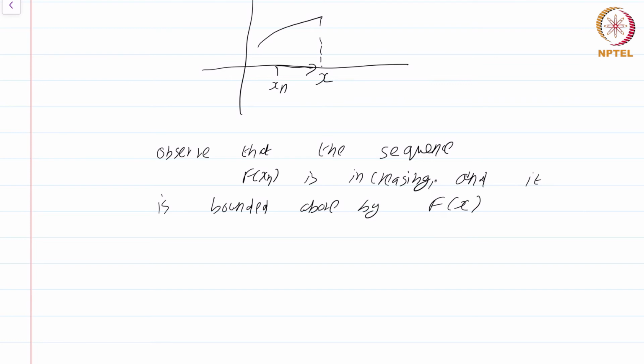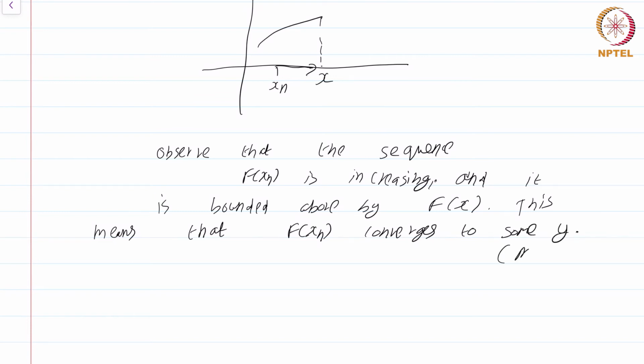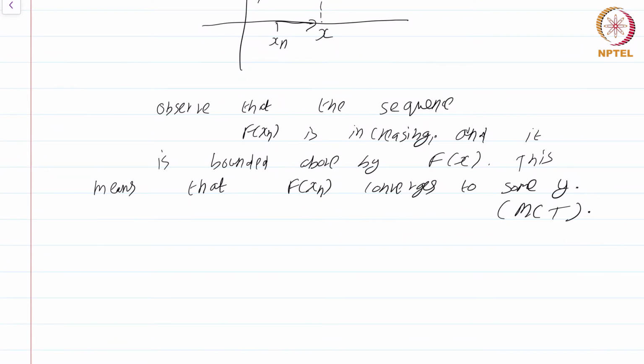Because the function f is an increasing function, the sequence f of x_n is bounded above by f of x. This means that f of x_n converges to some y. Why? This is the monotone convergence theorem. If you have an increasing sequence that is bounded above, then it is convergent. Now this y need not be equal to f of x. There is no reason on earth why this y should be equal to f of x. I'm not going to claim that at all. All I know is that f of x_n converges to y.